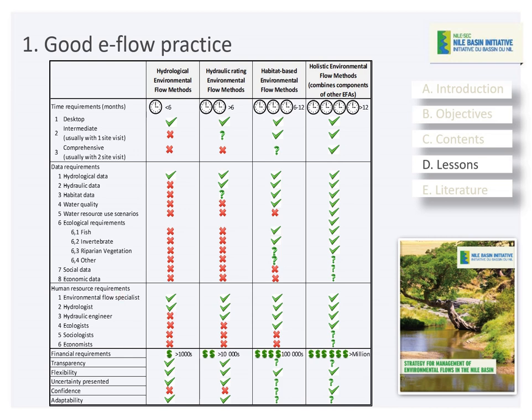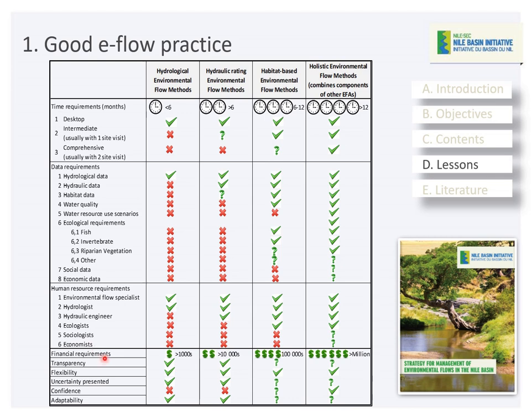From a human resource requirement perspective, looking at the specialists that are required for these assessments, you need environmental flow specialists, hydrologists, engineers, these hydraulic engineers in particular, which is often one of the major limitations of a lot of these assessments to allow us to progress from hydraulic rating to habitat-based assessments and holistic methods. Also ecologists, social scientists, and economists.